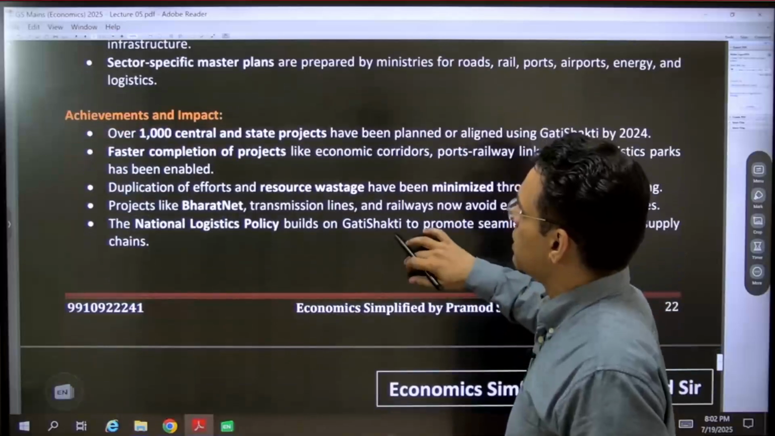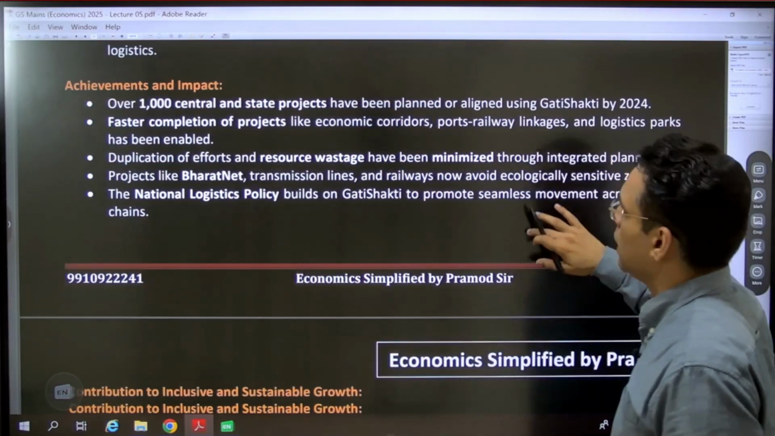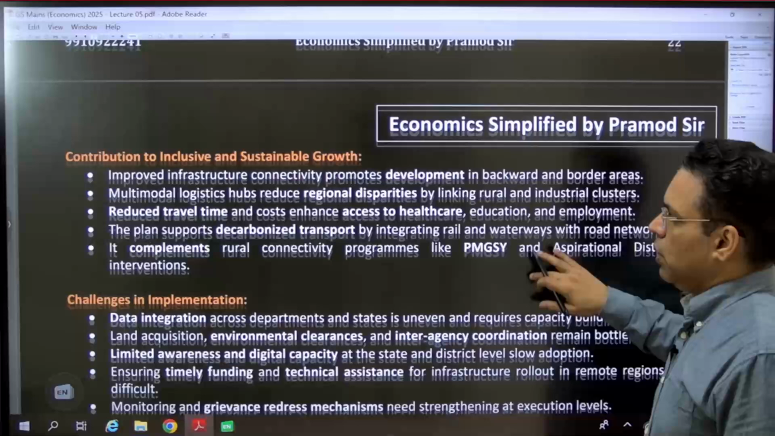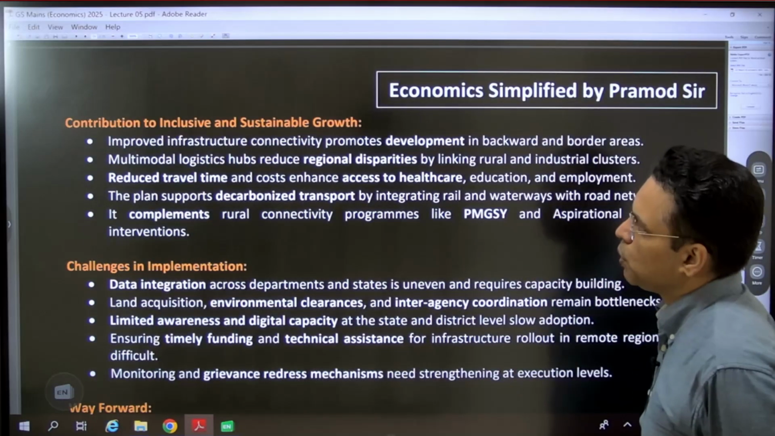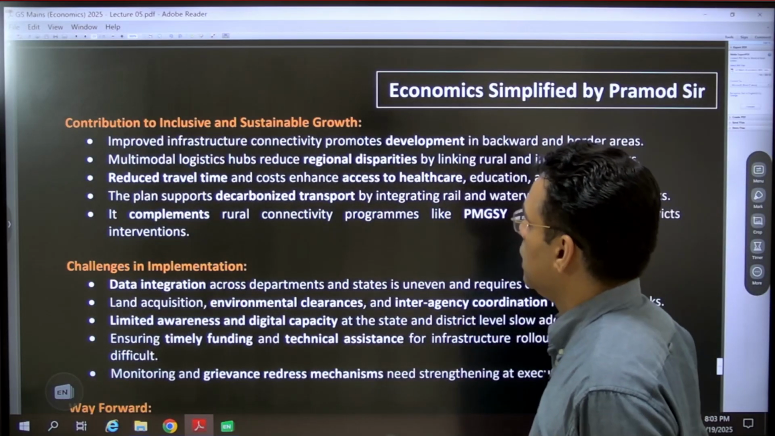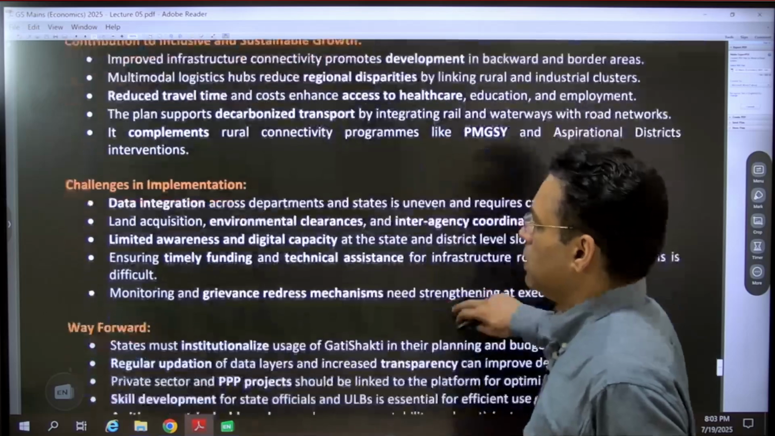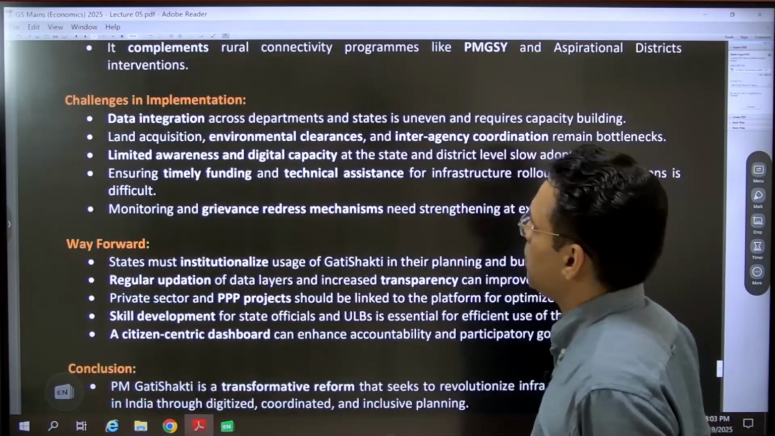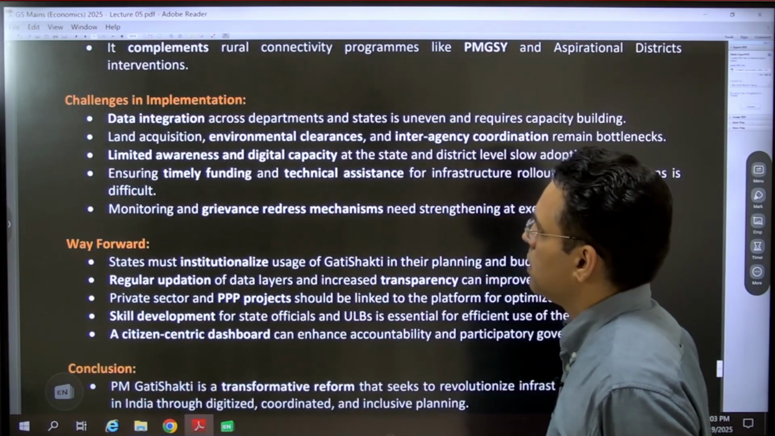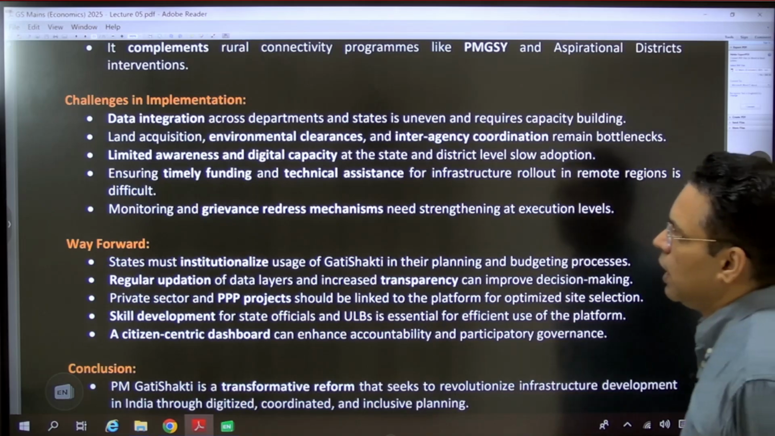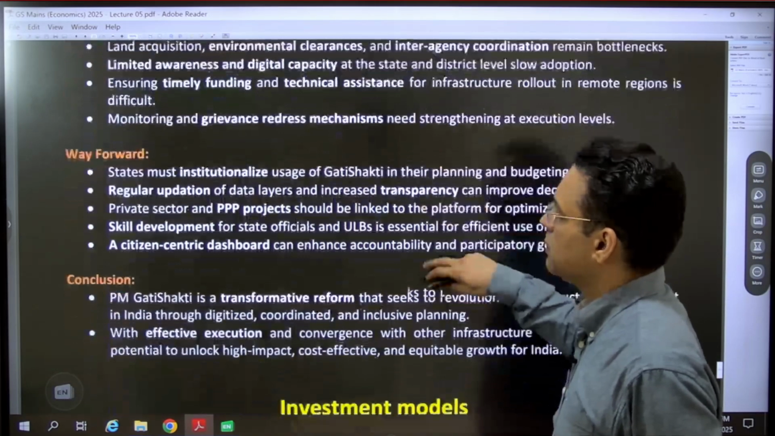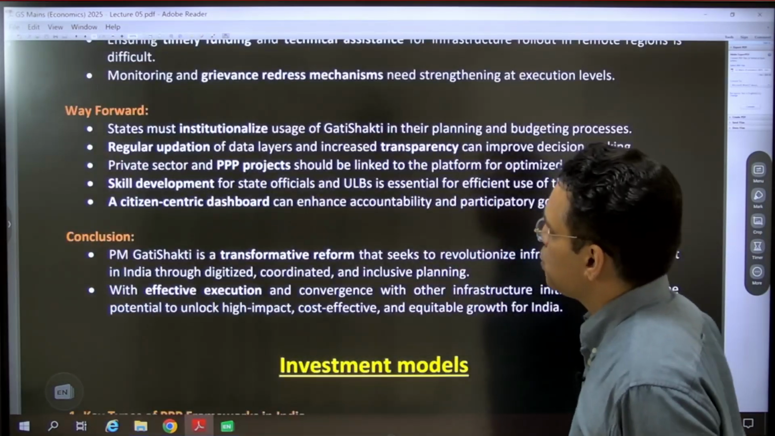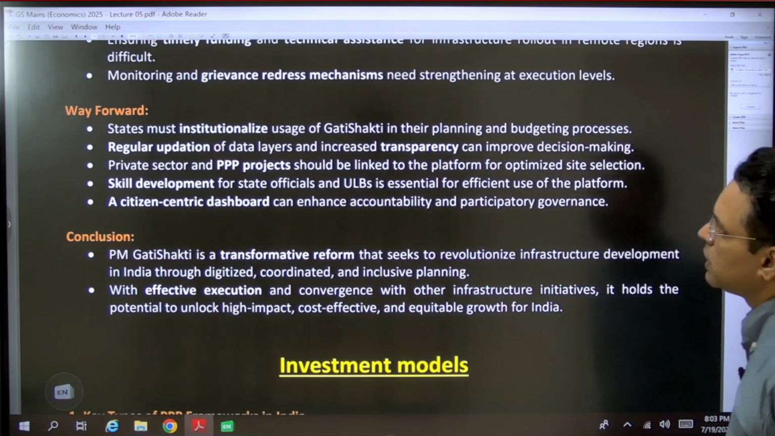Over 1,000 central and state projects have been planned aligned with Gati Shakti. Contribution to inclusive and sustainable growth, reduce travel time, decarbonize transport. Challenges क्या क्या हैं? Data integration across departments, land acquisition, environmental clearances, limited awareness and digital capacity, timely funding and technical assistance. Okay, state must institutionalize usage of Gati Shakti in their planning and budgeting process.